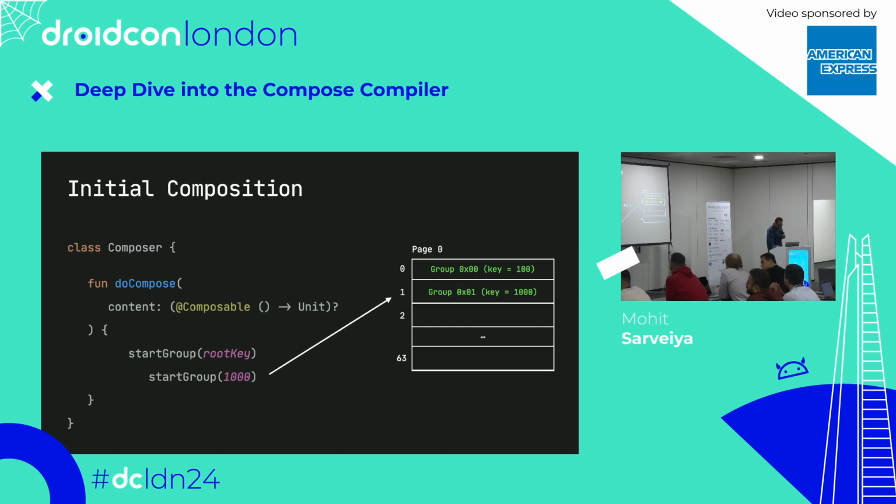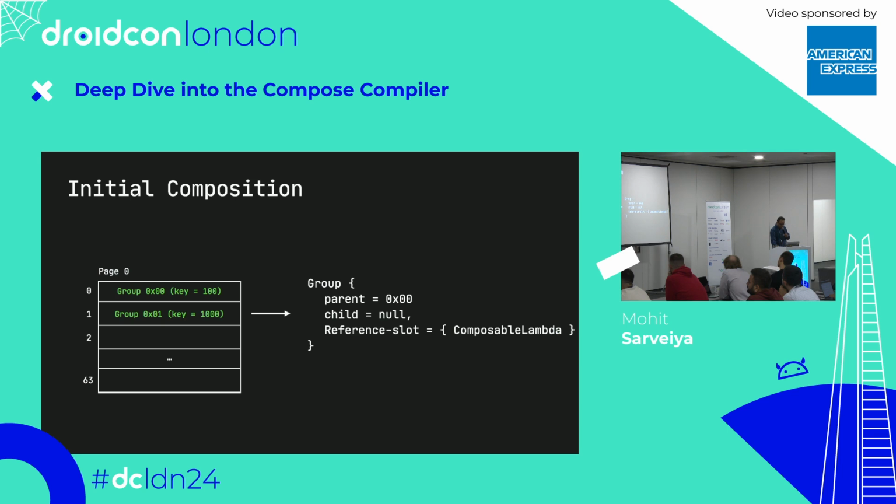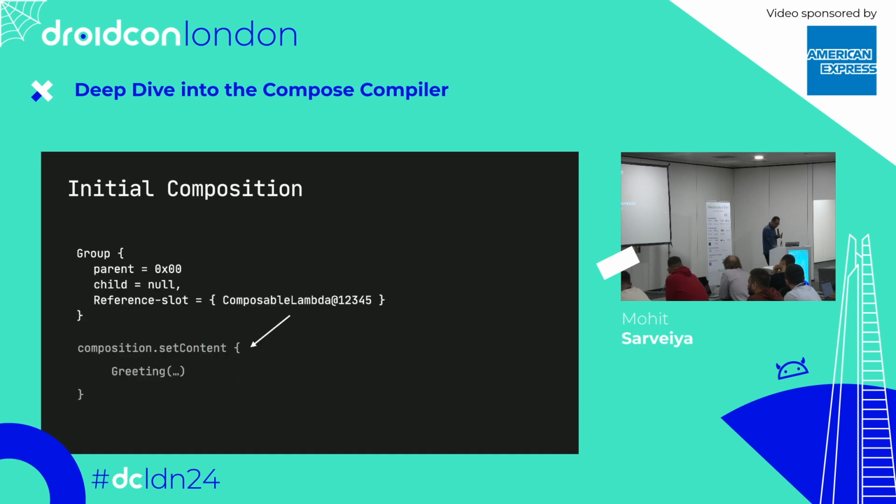Then it goes in and creates another group, which is a child group, with a hard-coded key of 1,000. What I want to explain is that when you call setContent, that lambda is a composable. It gets converted to a function type, and it will store that composed lambda instance right there. Everything after this will store the information about your actual composable functions, and I'll show you that. So right here, you can see this lambda is a function type.